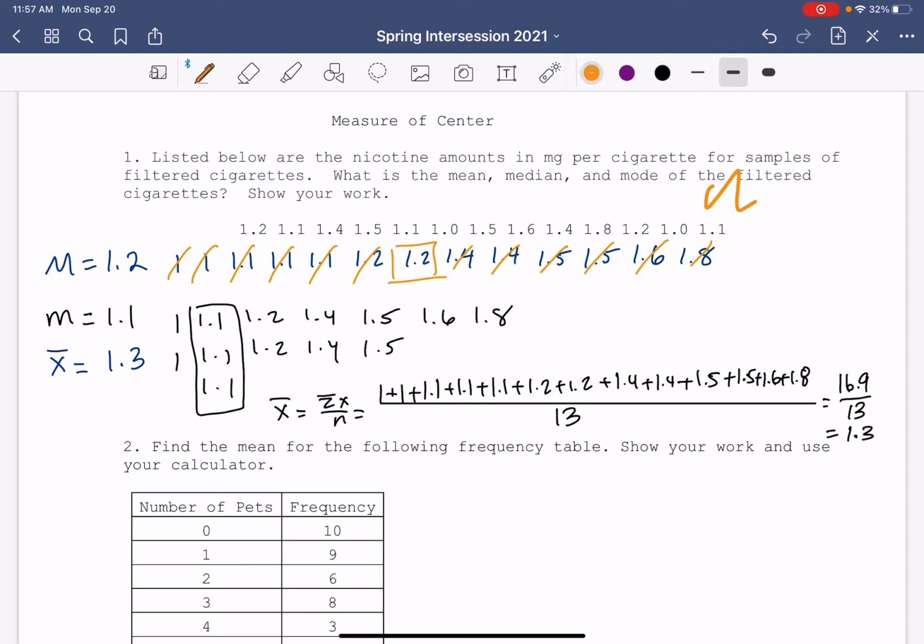Okay, so the first thing is problem number one. Something to do with nicotine amounts on cigarettes, and these are the values. Don't assume these values are in order. That's the first thing you would do, so put them in order. And I can give you a tip: you can put these values in your calculator and sort them.